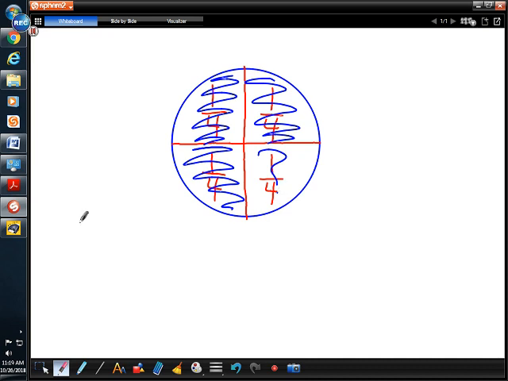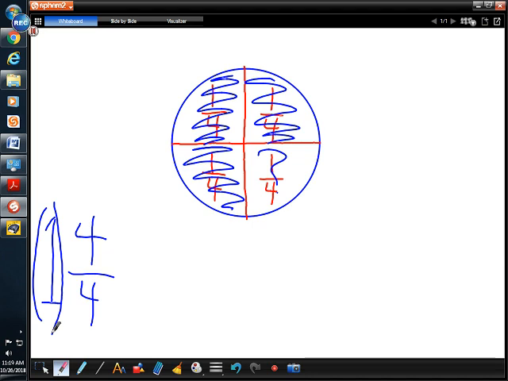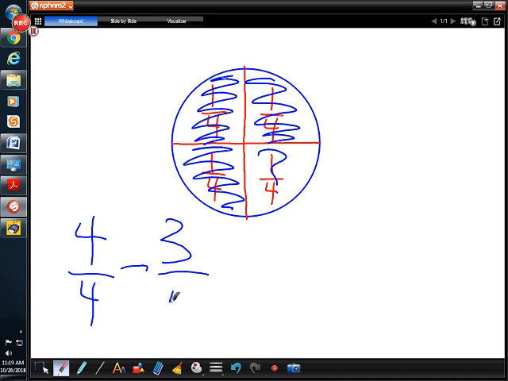I started with 4/4, which was my 1 whole. I'm going to put that over there just so you can remember that that's the 1 whole. But it's 4/4, just as a reminder. All right, I'll get rid of that because we don't really need it. But you do know that the 4/4 is your 1 whole originally, and we lost 3 of them. We ate them, so they're gone.